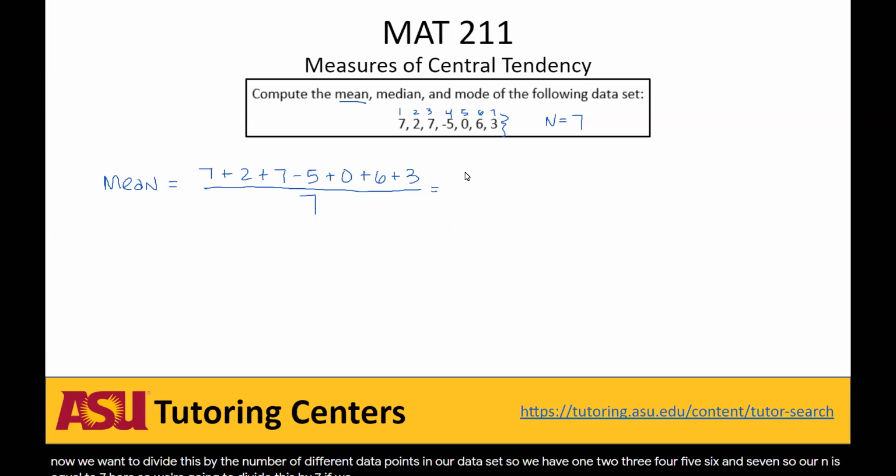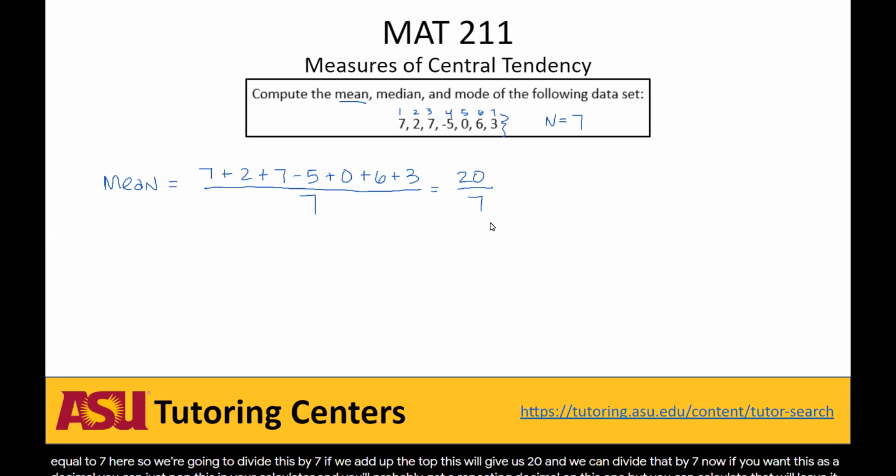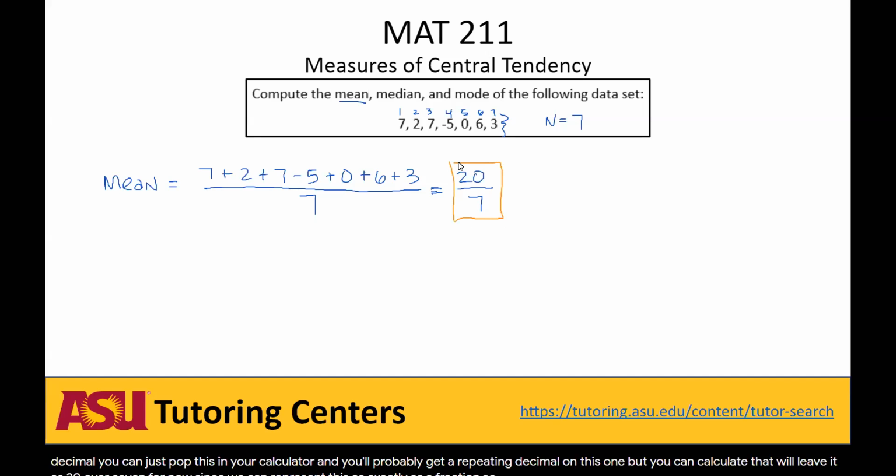If we add up the top, this will give us 20, and we can divide that by 7. Now, if you want this as a decimal, you can just pop this in your calculator, and you'll probably get a repeating decimal on this one, but you can calculate that. We'll leave it as 20 over 7 for now, since we can represent this exactly as a fraction. So that's our first.